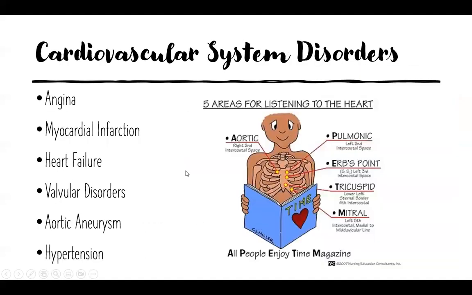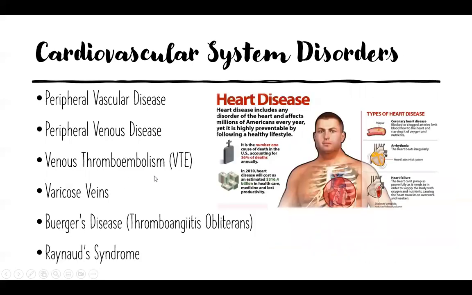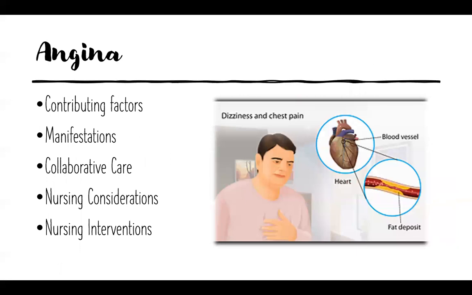Let's now go to our conditions, our disorders. So we're going to be talking about angina, MI, heart failure, valvular disorders, aortic aneurysm, hypertension, peripheral vascular and venous disease, VTE, varicose veins, Berger's disease, which is also known as thromboangiitis obliterans. That's a mouthful. So we'll talk about that, and we'll talk about Raynaud's syndrome. All right, let's start with angina.